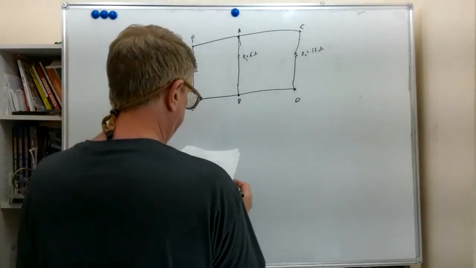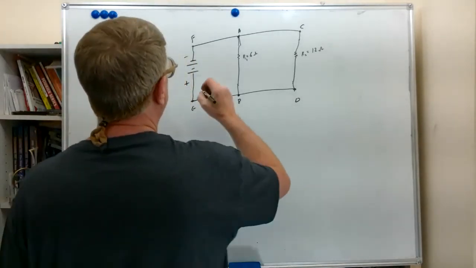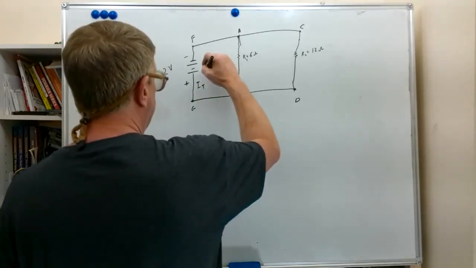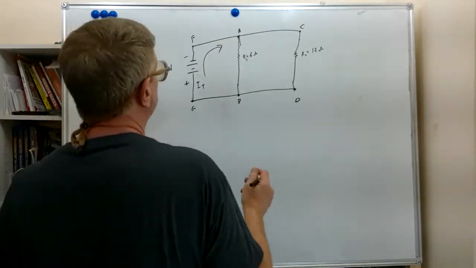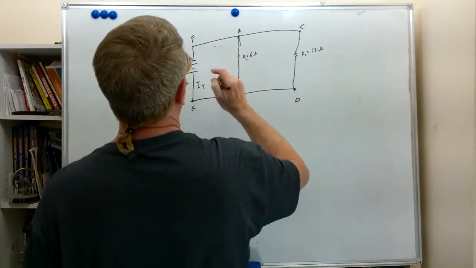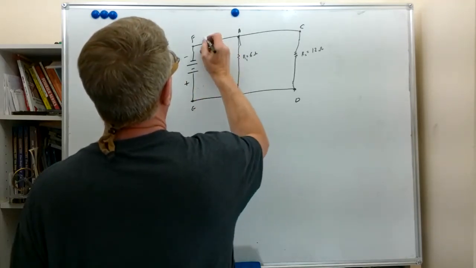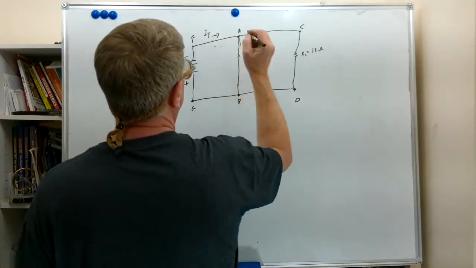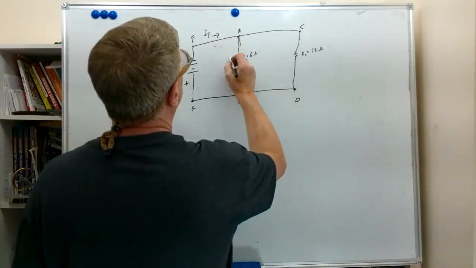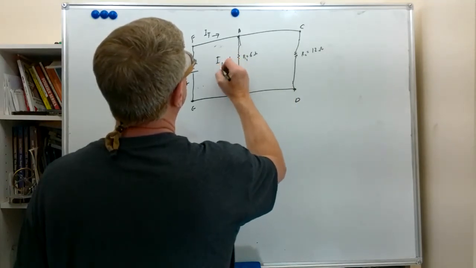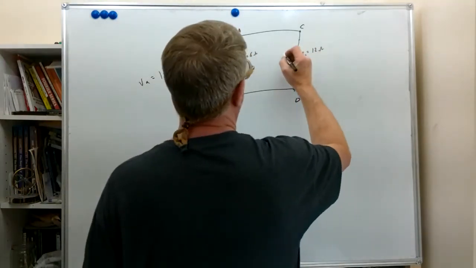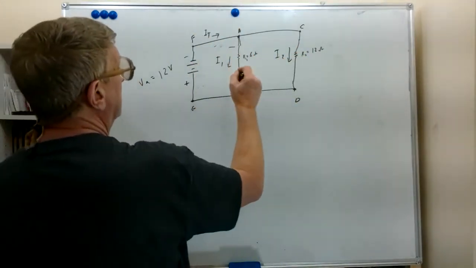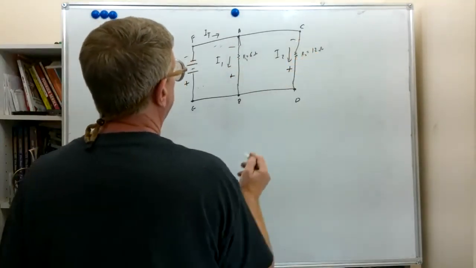So we're going to label, I'm going to call this I total. I total, which is going through the battery. And I'm just going to put it up here. I total through the battery. And it's going this direction. This is R1, so we'll call this I1 here. R2, we'll call this I2. We've got the directions consistent with the negative and positive polarities.